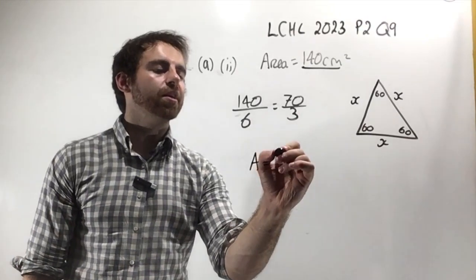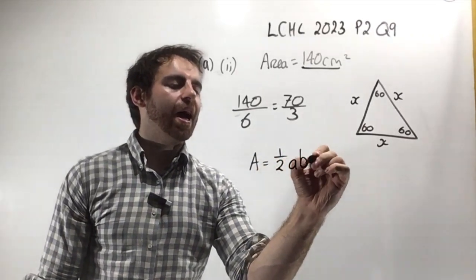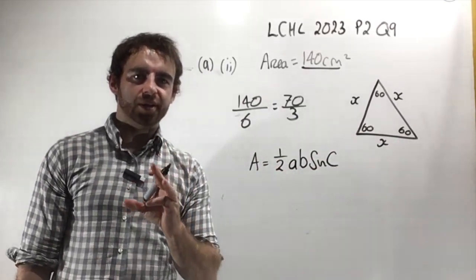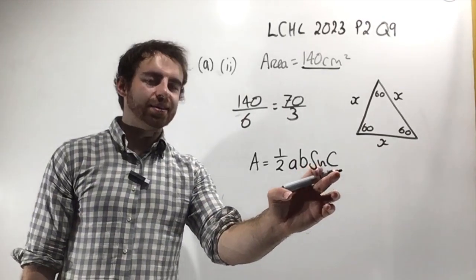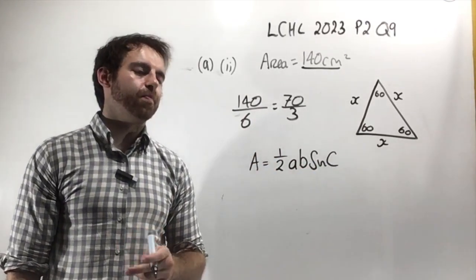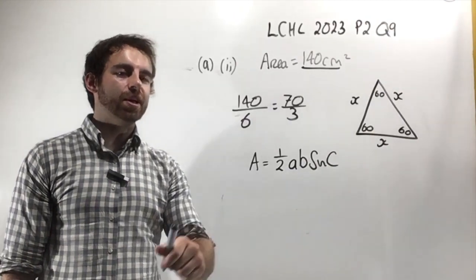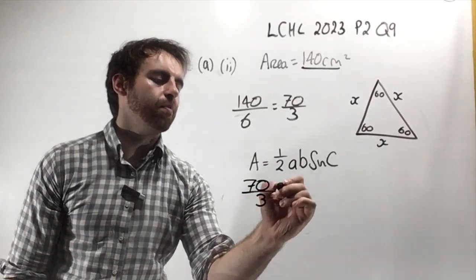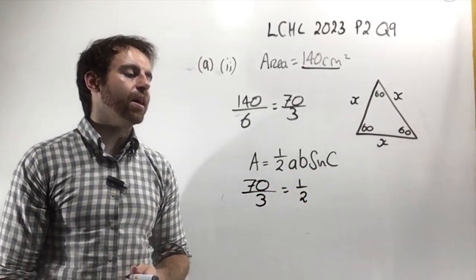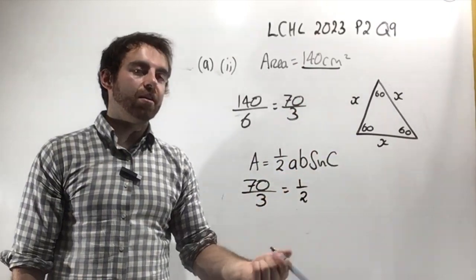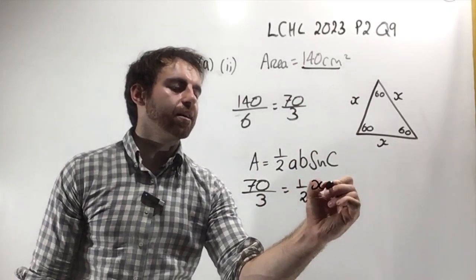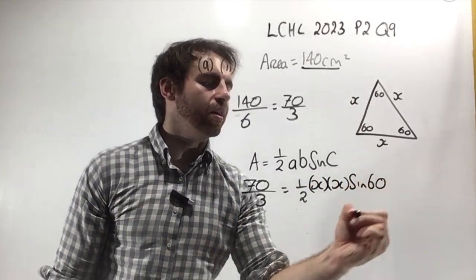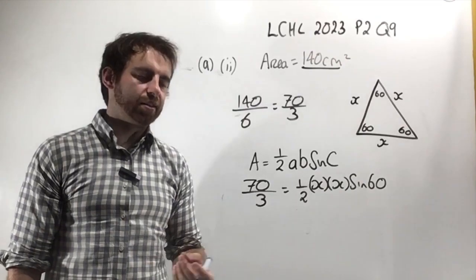The easiest one to use here is the fact that the area of a triangle is a half AB sine C. Remember, where A and B refer to two sides of the triangle, and capital C is the angle in between those two sides. So I'm going to sub into this formula now. The area of this triangle, I know it's 70 divided by 3. And a half is obviously a constant, so I'll write it down. All the sides of this triangle are x. So my A in this case is going to be x. My B in this case is also going to be x. And sine C is going to be sine 60, because all the angles in this triangle are 60 degrees.